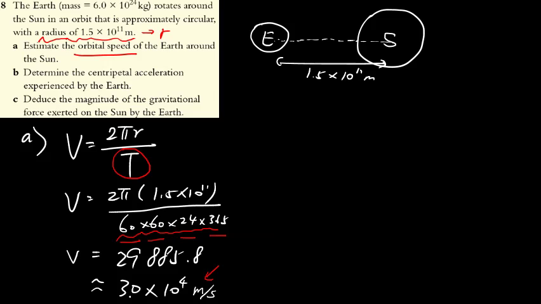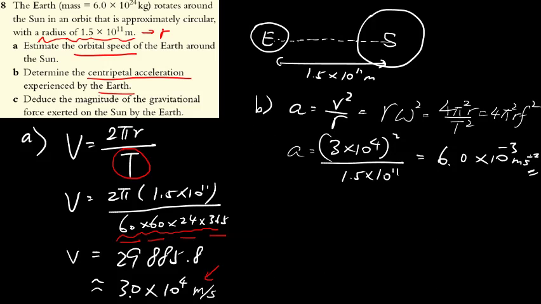For part B, it asks you the centripetal acceleration experienced by the Earth, and therefore you look for the centripetal acceleration equation. There are 4 that I mentioned. If you are not familiar enough, then go and have a look. But eventually you still choose. I think the best is the first one, v squared over r, because you got v from part A and r from the question as well. And therefore you find this is the centripetal acceleration for the Earth.